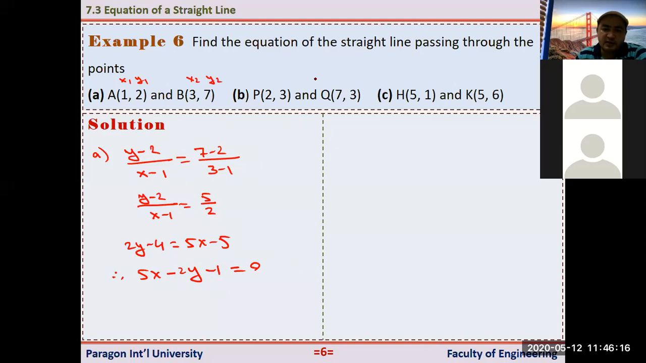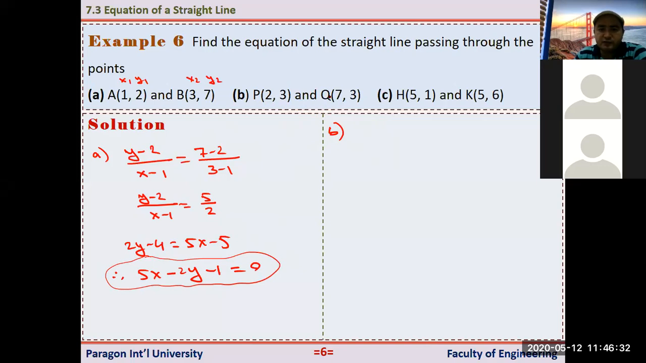It doesn't mention anything, right? Write this in the gradient form or intercept form. So if it does not mention anything, always leave your answer in general form.